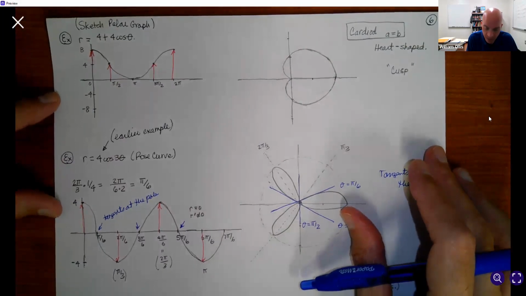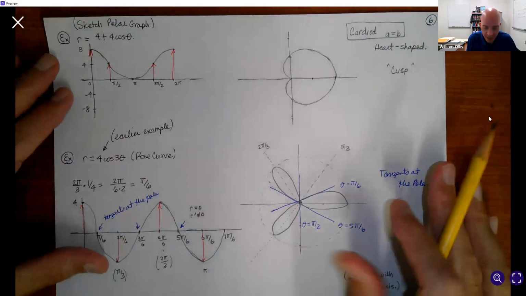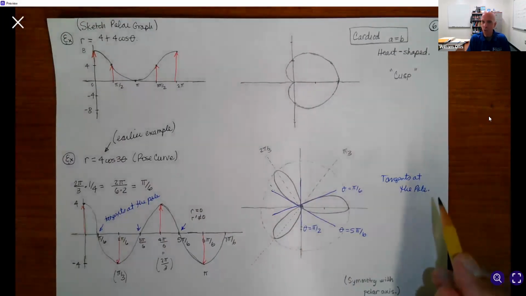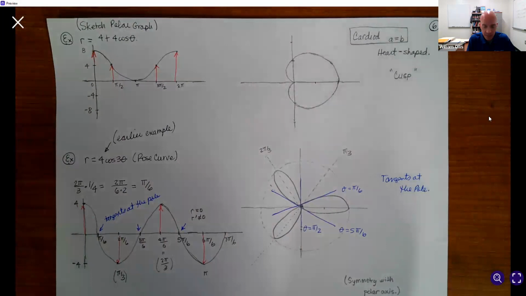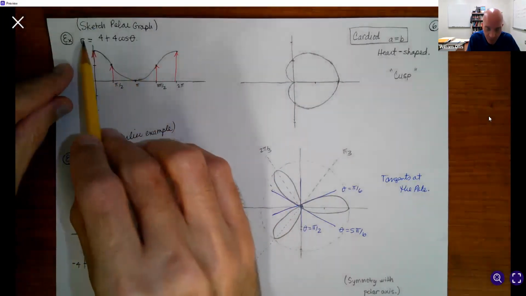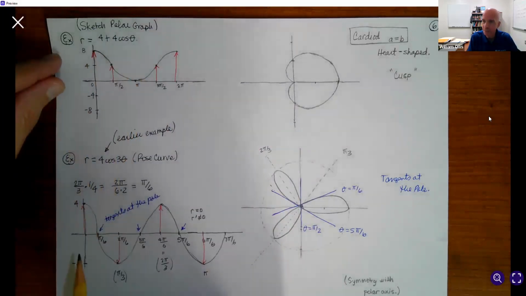Now, what I can suggest here is a very simple procedure. Most students will think, well, can I use the Cartesian graph to get a simple polar graph? And the answer is yes. So for instance, if we have something simple like this, we have R equals 4 plus 4 cosine theta.